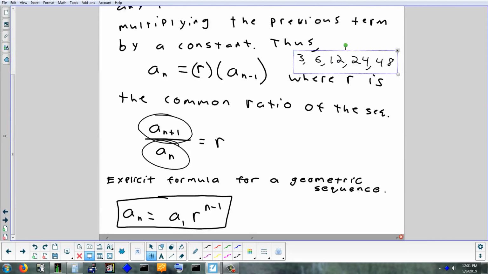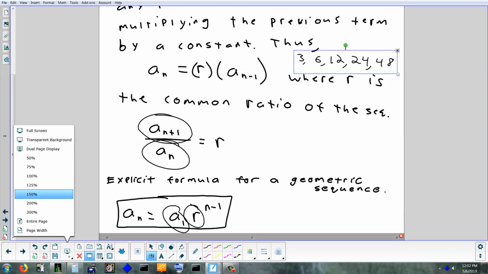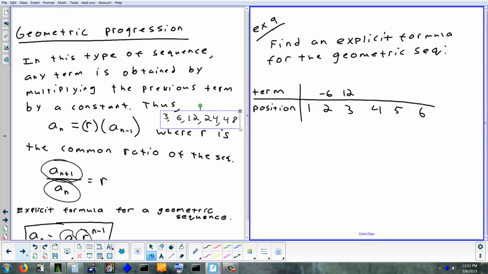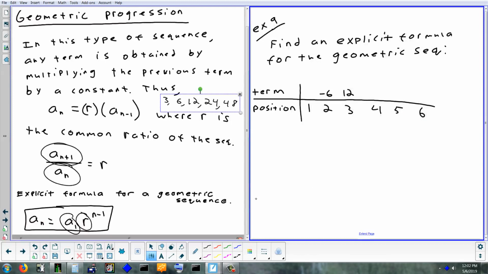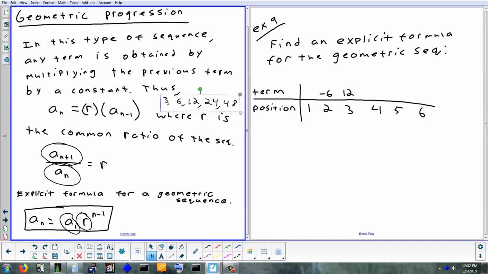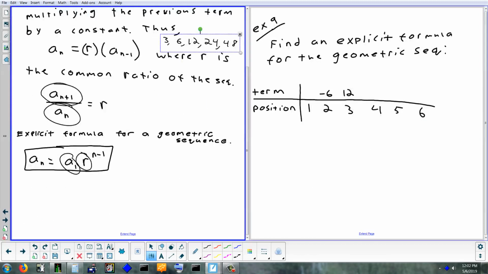So, the explicit formula for a geometric sequence, kind of like an arithmetic, relies on 2 things. What's the first term? You got to know that. And you've got to know what your common ratio is. So a sub n equals a sub 1 times r to the n minus 1. And we'll finish up by just trying it on that example.